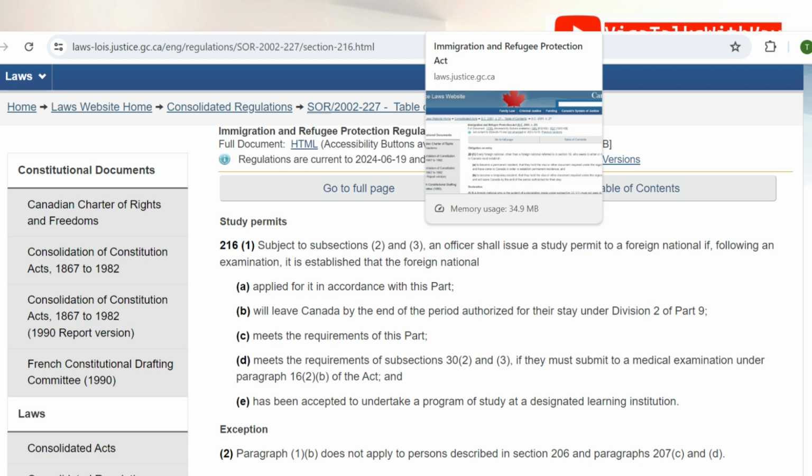If you look at it well, it explains some things, but the particular interest is 216 1 subsection B, which says that you, as a foreign national, must establish that you will leave Canada by the end of the period of your authorized stay under division 2 of part 9. This is the first point. Every application, be it a study application or a visiting application, you need to show proof that you will leave by the end of the period of authorized stay in Canada.